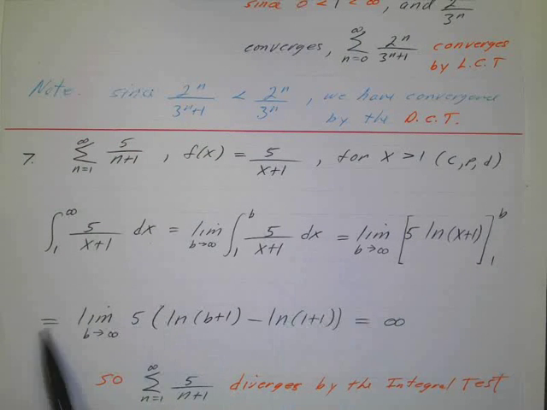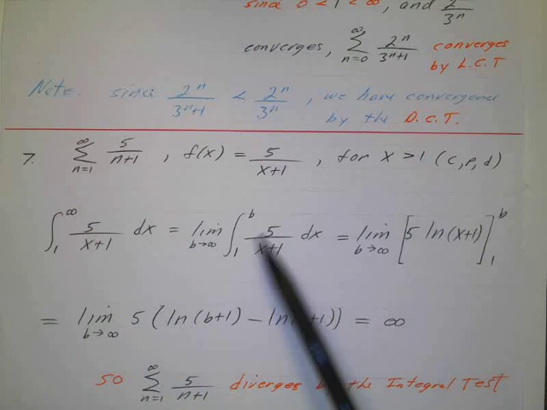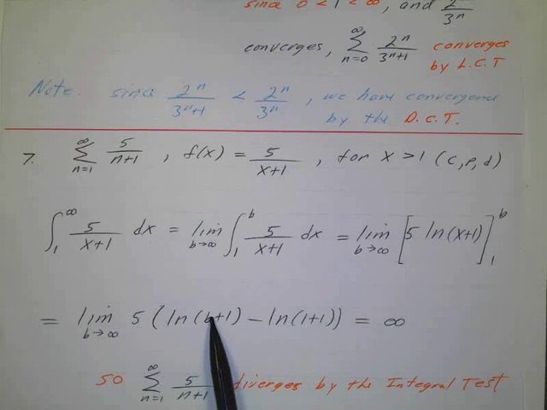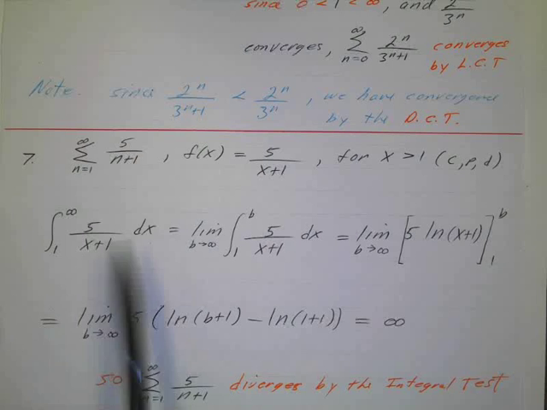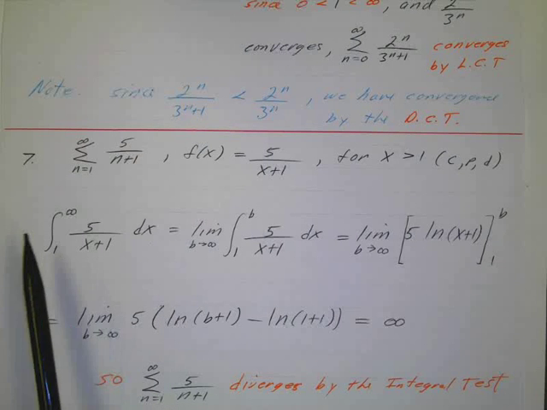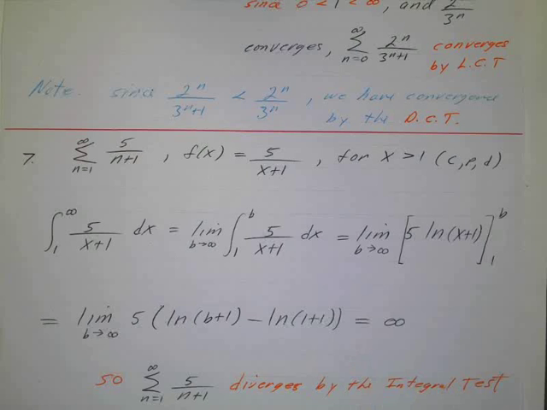I can bring the 5 out in front of the limit, or in front of this evaluation, because it will be multiplied out by the distributive property. And this would be the natural log of b plus 1 minus the natural log of 1 plus 1. That's just the natural log of 2, but that's really not relevant. The relevant part is that this is going to go to infinity. As b gets bigger and bigger, remember the natural log is an increasing function, it's just going to get bigger and bigger. So since this limit goes to infinity, this improper integral does not have a value, so it doesn't converge, it diverges.